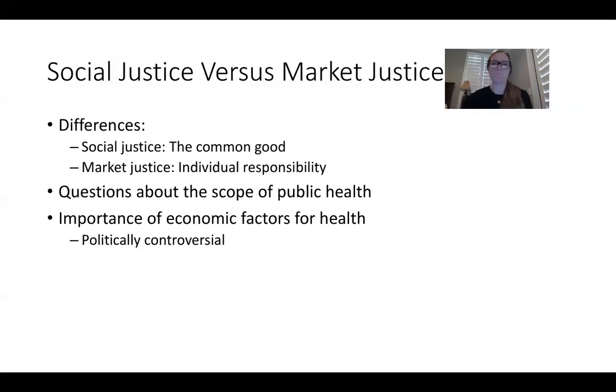but I just want to get to the narrowing part of it, okay? Social justice versus market justice. So this is a very important slide to be aware of. Social justice is the common good, okay? The market is the individual's responsibility, okay? Questions about the scope of public health and how it is affecting others, especially in a society.